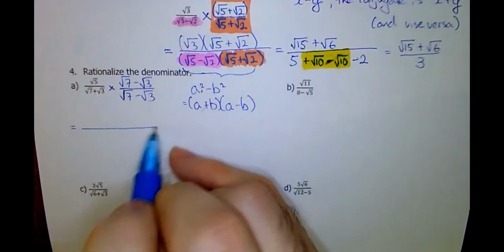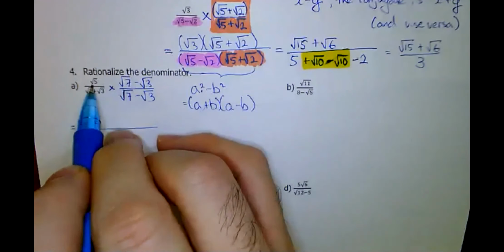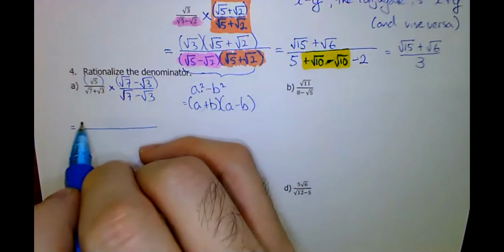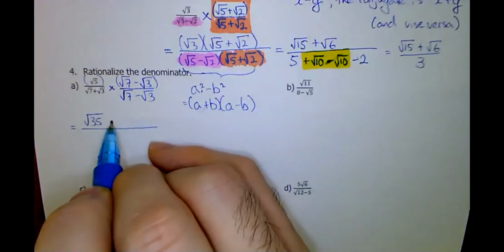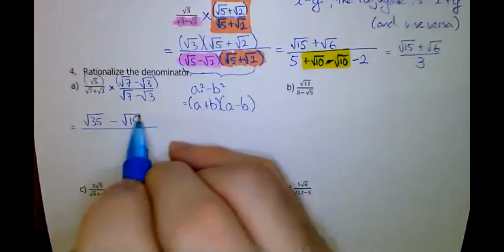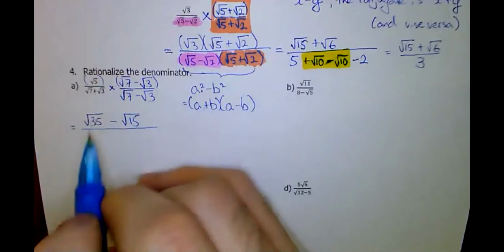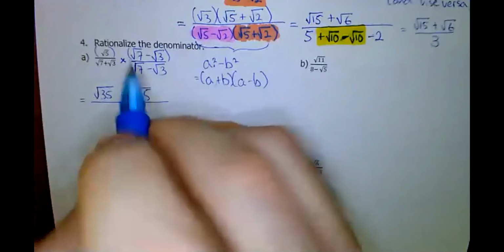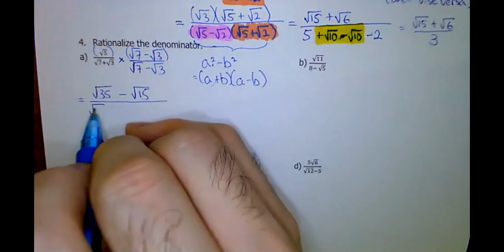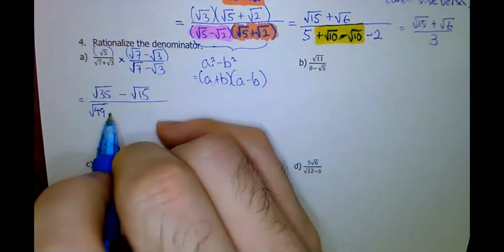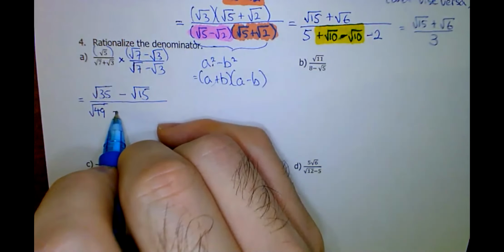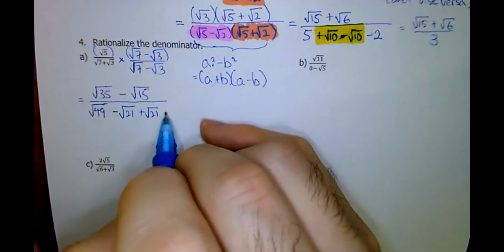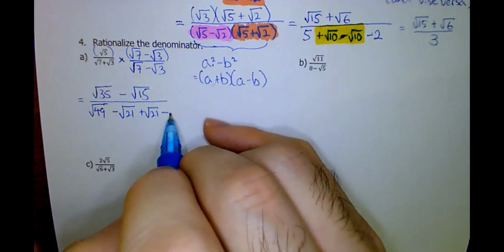What would the numerator be for that, Anna? Would you do distributive property again? Yes. So root 35 and minus root 15. Good. And then, don't worry about simplifying, just muscle through it. 7 times 7 will be root 49, so 7. Mm-hmm. And then root 21 plus root 21, and then minus 3.